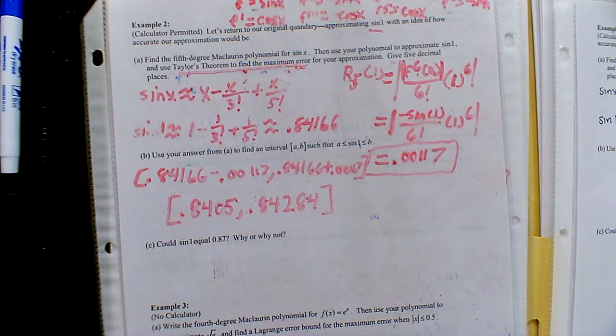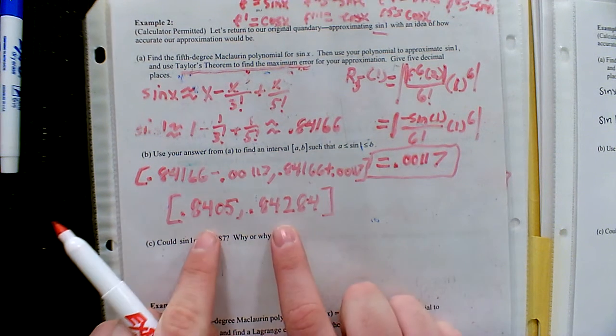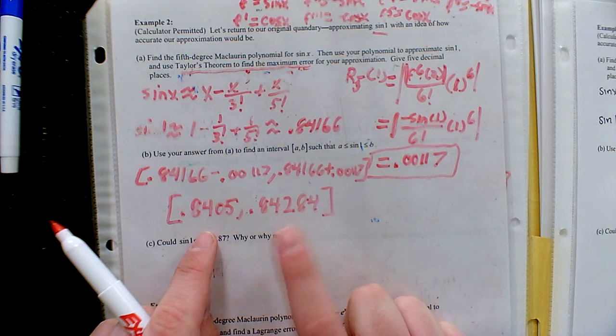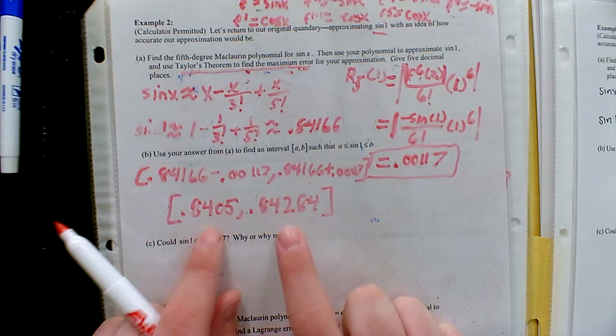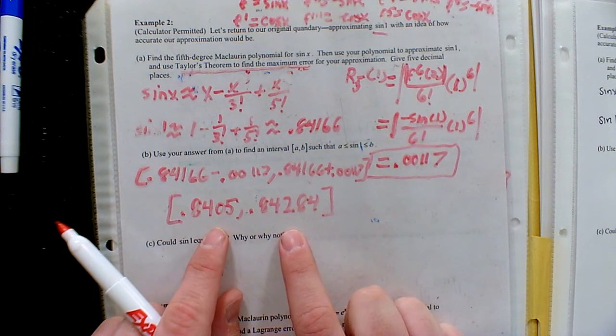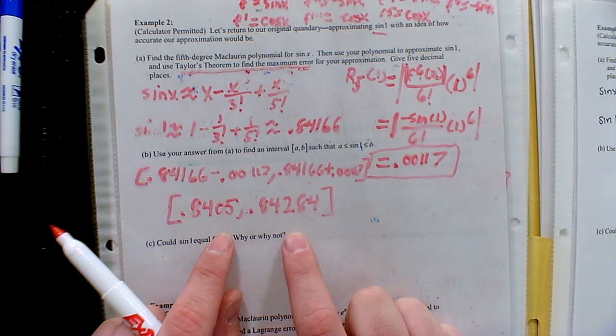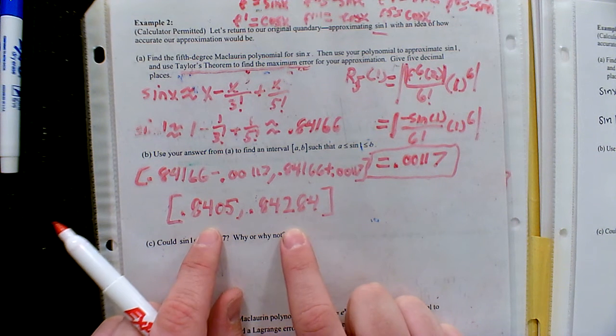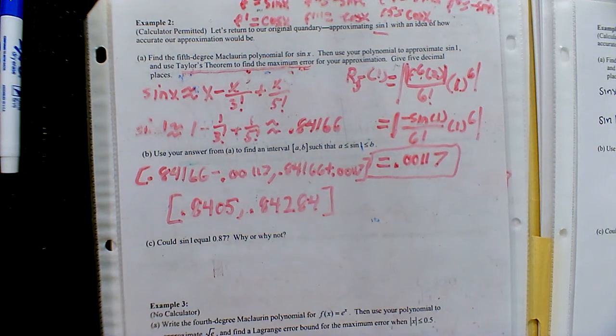So I can now guarantee, after finding the maximum error, because we found the maximum possible value the derivative could have been within that interval, that our answer for the approximation of sine of 1, the actual answer, has to be within these two values. Again, we don't know exactly which value it is, but we know the actual is within these two values. So part C, could sine of 1 equal 0.87? No, because 0.87 is not in the interval from part B.